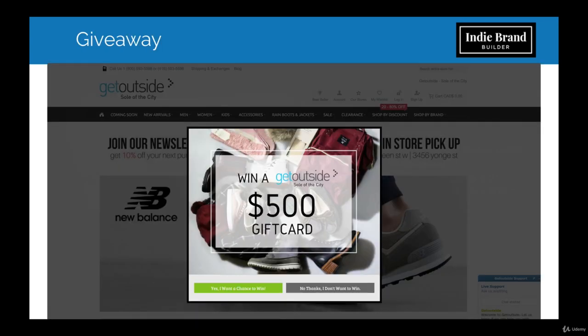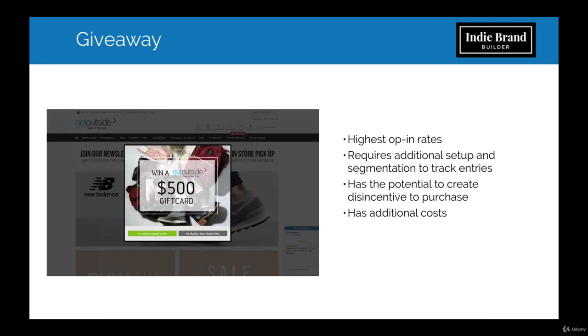And finally, we have the giveaway offer. And in this case, we're looking at the opportunity to win a $500 gift card to spend with this shoe retailer. This is an offer that we have used quite successfully at So Young. And in our experience, it has had by far the highest opt-in rates. Now, it does require additional setup and segmentation to track the entries because you're going to need to keep them separate. At least inside of your list, you're going to need to make sure you've created a group that tracks those entries specifically.